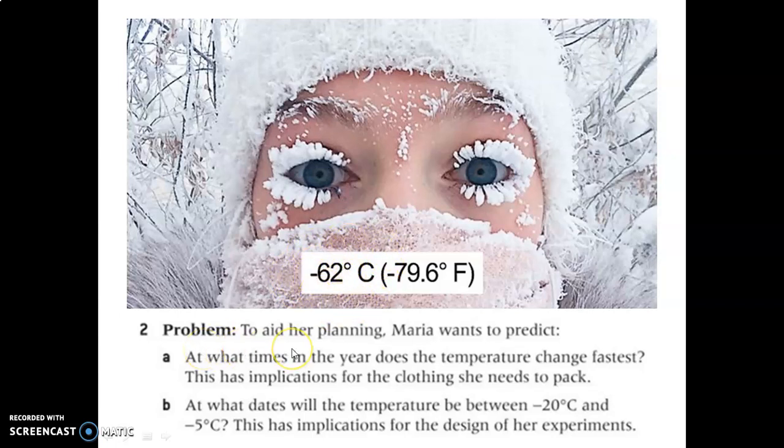Okay, the problem. To aid her planning, Maria wants to predict at what times in the year does the temperature change fastest. This has implications for the clothing she needs to pack, of course. And at what dates will the temperature be between -20 and -5 degrees Celsius? This has implications for the design of her experiments in the permafrost.